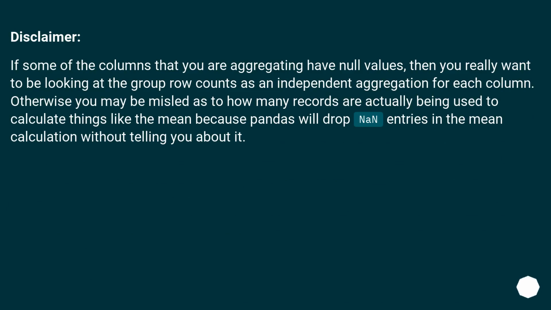Disclaimer. If some of the columns that you are aggregating have null values, then you really want to be looking at the group row counts as an independent aggregation for each column. Otherwise you may be misled as to how many records are actually being used to calculate things like the mean, because pandas will drop NaN entries in the mean calculation without telling you about it.